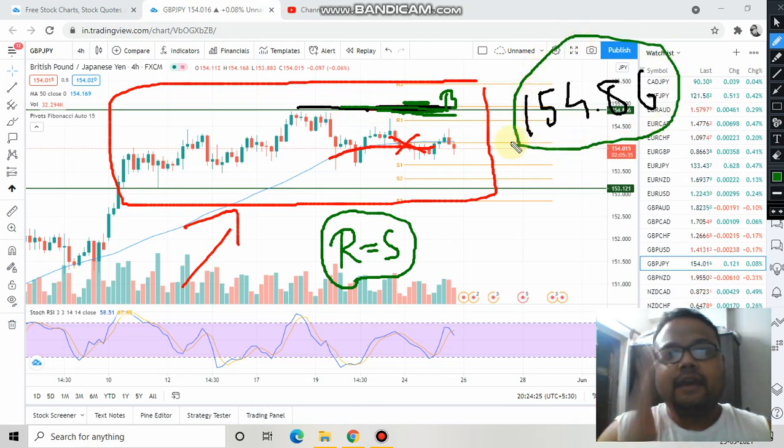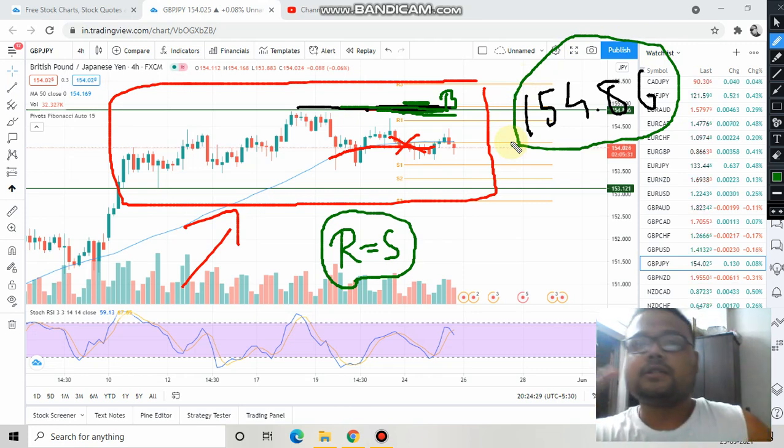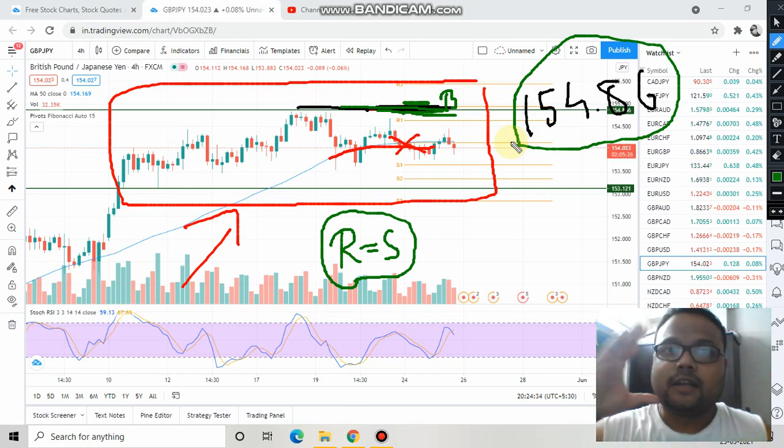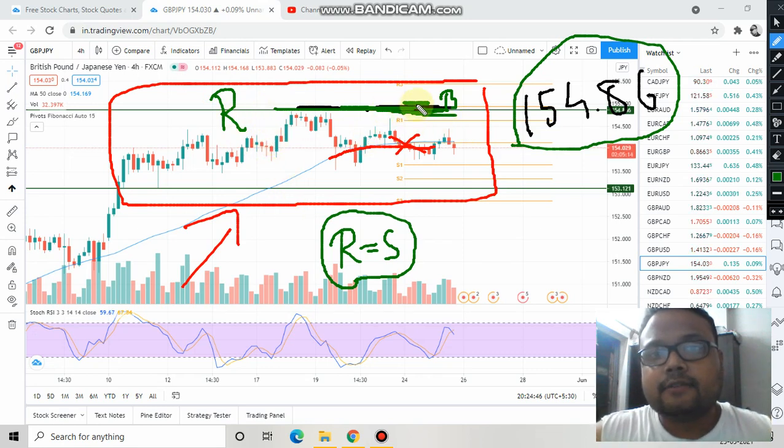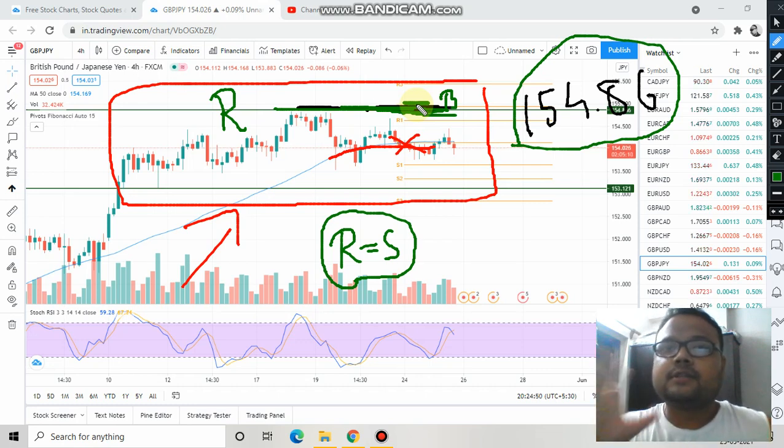Previously the 50 moving average was the area of value. It was the best trading opportunity for us. But right now the market is in a tight range, therefore our area of value has shifted to this particular resistance level. So we'll have to wait for the market to cross this level so that the resistance becomes the support. Once the resistance becomes the support, then we can go for the buy order.